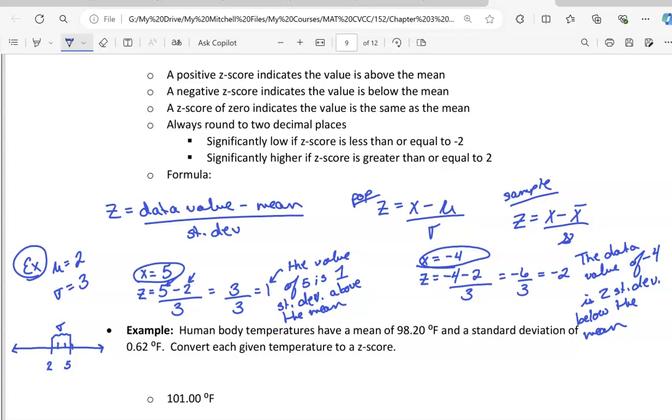So if I go back to my graph over here and I move standard deviations down, so if I take 2 and I move 3 units down, which is 1 standard deviation, I'm at the value of -1. And if I move another 3, I'm at the value of -4. So you can see how that -4 is 2 standard deviations to the left of the mean, which we would say is below the mean.